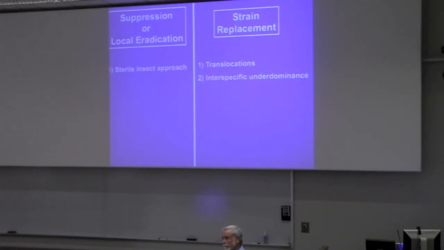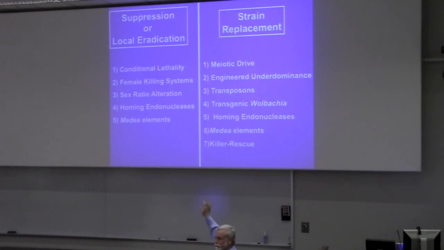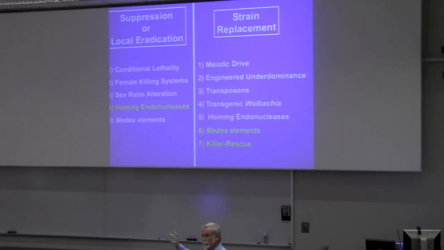So, to go back to the picture I gave you, when we were talking about the classical approaches, you basically had the sterile insect approach, and you had translocations and these interspecific underdominance approaches, both underdominance approaches that could work. Today we have a short list of different approaches that are accessible in these two realms, and some of them go across this. I'm not going to talk to you about all of these, but I will touch on a couple of them just to give you a sense of what's being done.